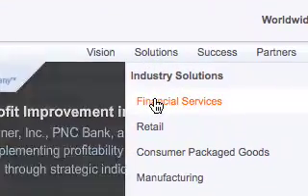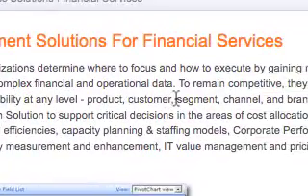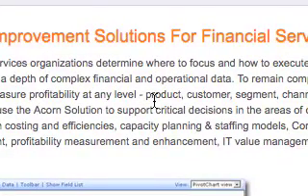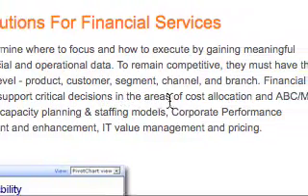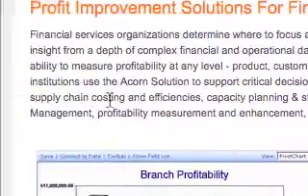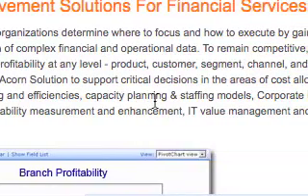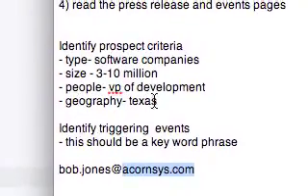Financial services. To remain competitive, they must have the ability to measure at any level, product, customer segment. Acorn solution to support critical decisions in the areas of cost allocation and ABCM, supply chain costing and efficiencies. That sounds like software to me for ABC cost accounting. So that's good. Okay, so if you remember, they've hit my first criteria. They're a software company.